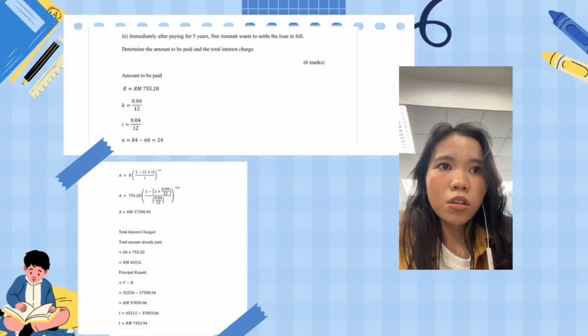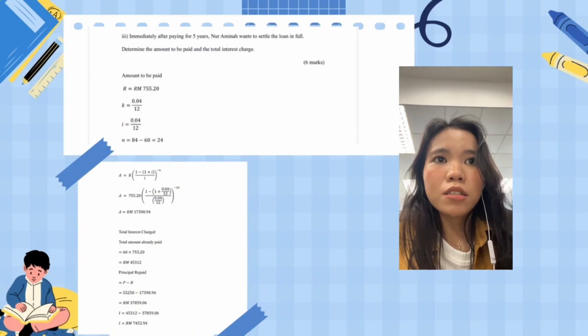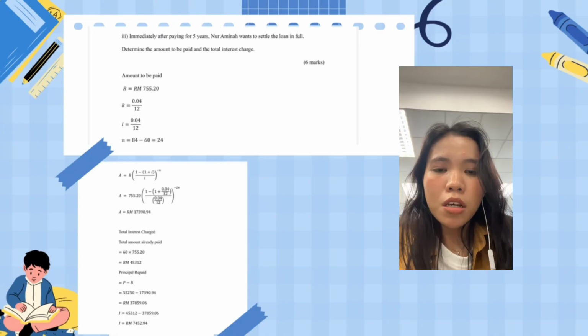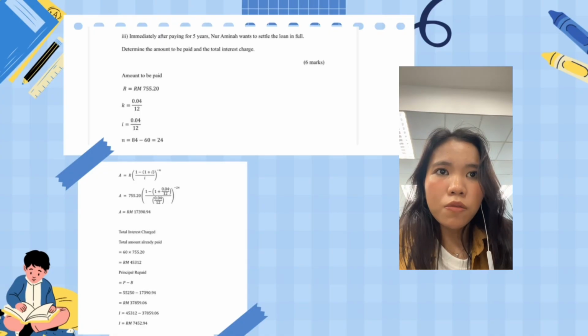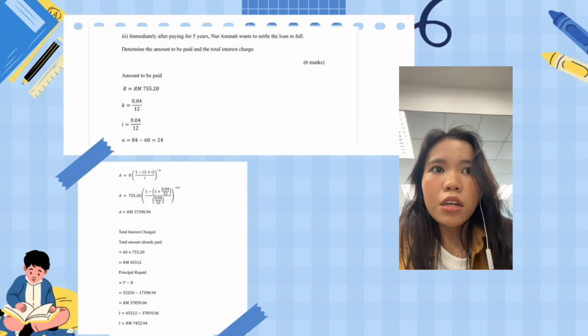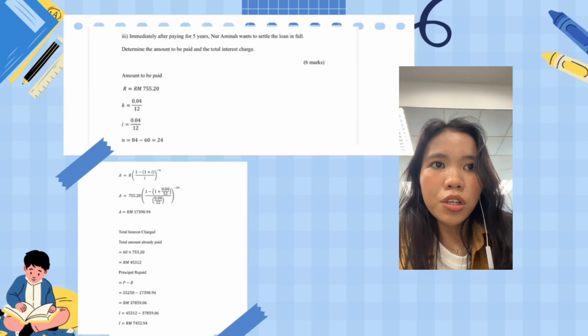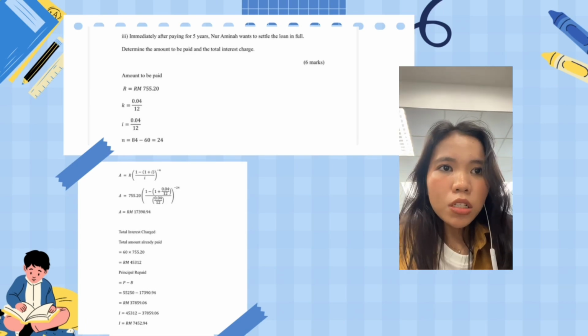Find the total interest charge. We take the total paid minus principal repaid. Okay, first total paid equals 16 multiplied by 755 ringgit and 20 cents equals 45,312 ringgit. Next, principal repaid. Principal repaid equals the loan amount minus the balance, 55,250 ringgit minus 17,319 ringgit and 94 cents equals 37,859 ringgit and 6 cents. The interest charge is then 45,312 ringgit minus 37,859 ringgit and 6 cents equals 7,452 ringgit and 94 cents.